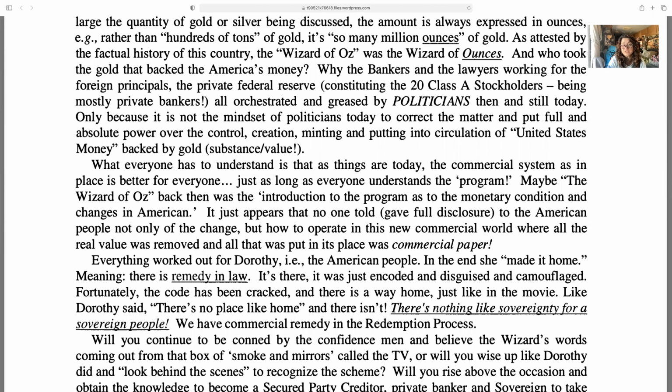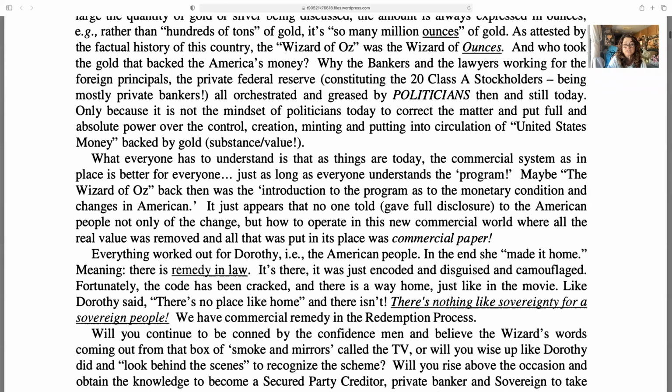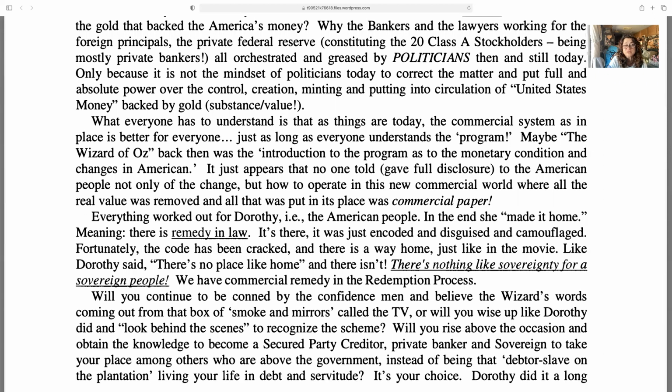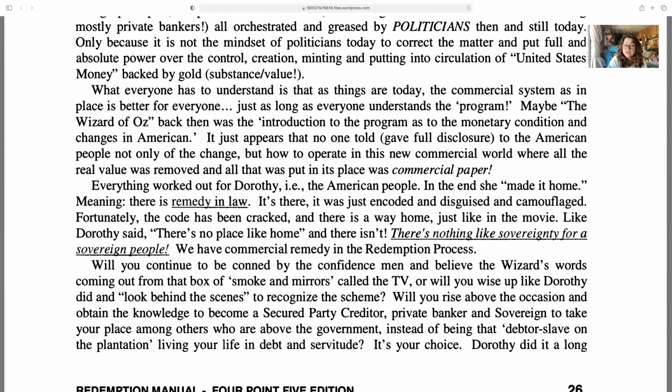What everyone has to understand is that as things are today, the commercial system as in place is better for everyone, just as long as everyone understands the program. Maybe the Wizard of Oz back then was the introduction to the program as to the monetary condition and changes in America. It just appears that no one told or gave full disclosure to the American people, not only of the change, but how to operate in this new commercial world where all the real value was removed and all that was put in its place was commercial paper.